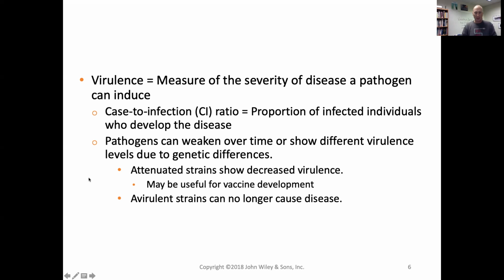It is possible for pathogens to change over time because of genetic mutations. They can become more virulent, they could become less virulent, right? An attenuated strain is one that shows decreased virulence, right? Decreased ability to cause disease. And some of these are actually really useful for vaccines because you could put them in a person, for example, and they would have the antigenic profile similar to the virulent pathogen, but they wouldn't cause disease. Now, if you don't know what antigenic means, we're going to talk about that next week when we talk about the immune system. An avirulent strain is one that no longer causes disease at all. Those could also be useful for vaccine development. All right.